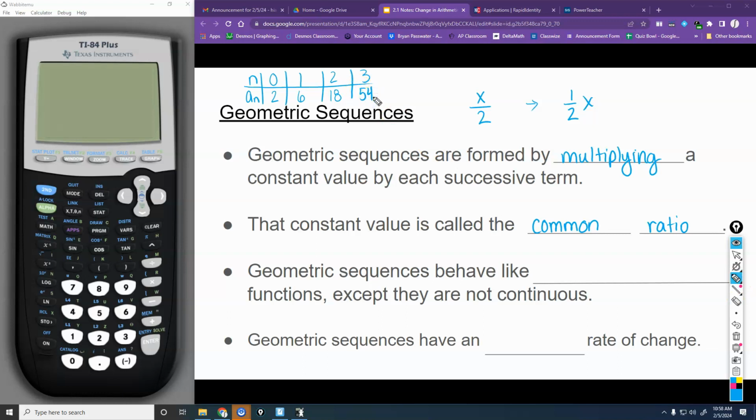All right. So if I'm looking at this, what type of function do you think that might be? Definitely not linear, right? We're not increasing by the same amount each time. This goes up by 4, and then it goes up by 12, and then it goes up by a lot more than 12, right? Does anybody know what that would be?